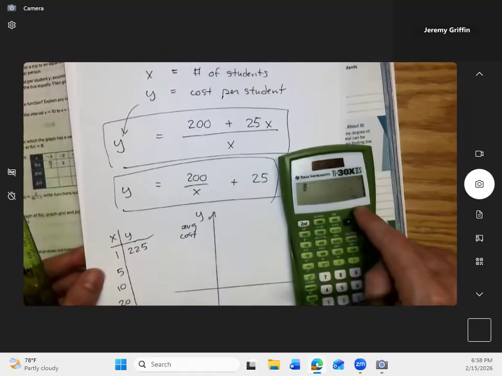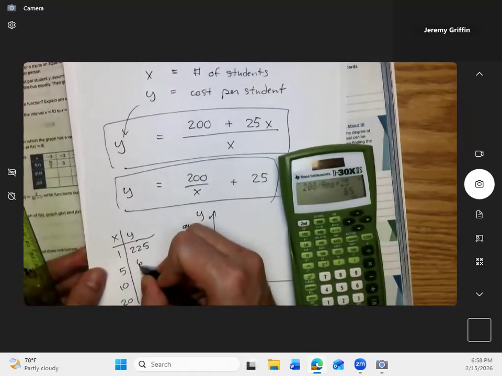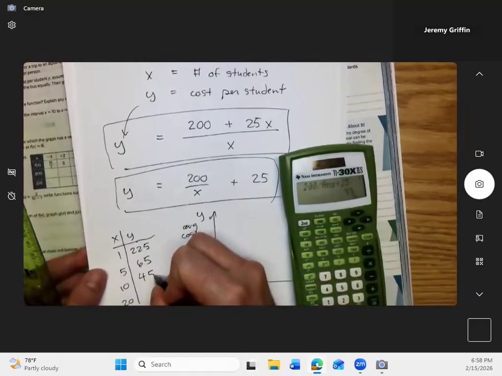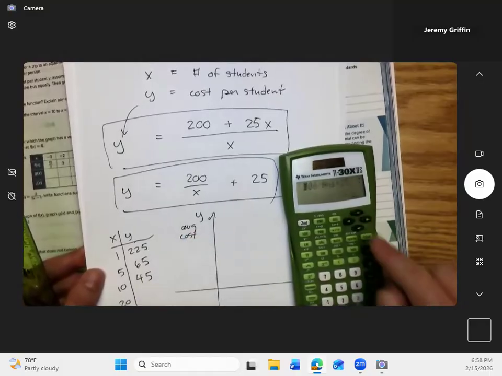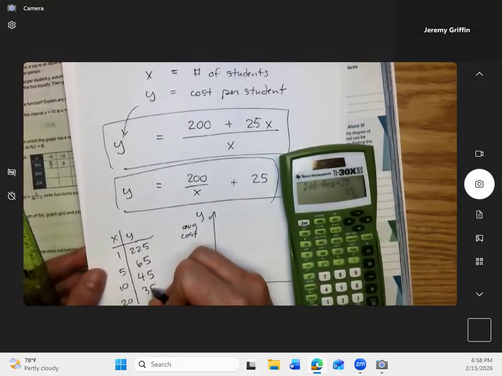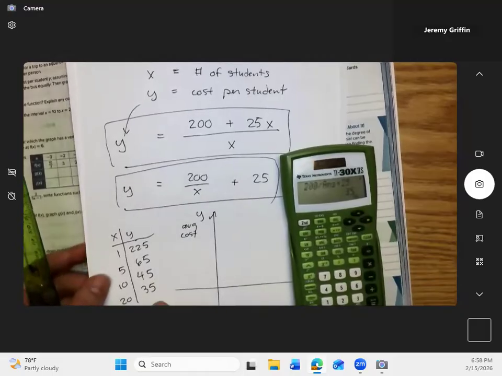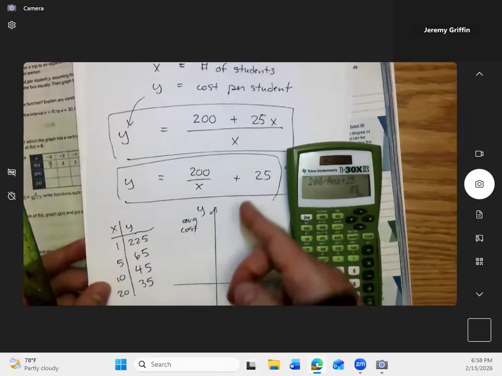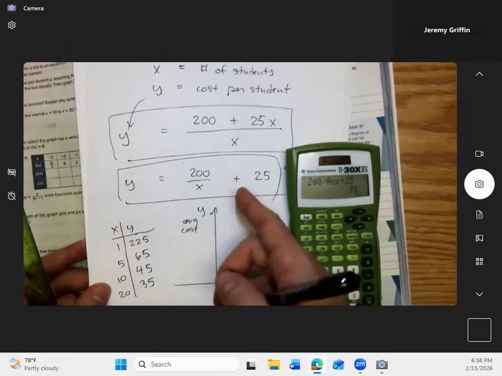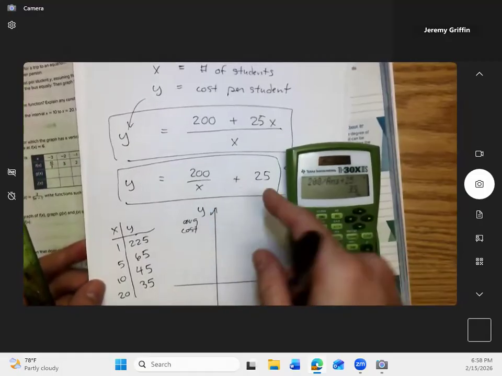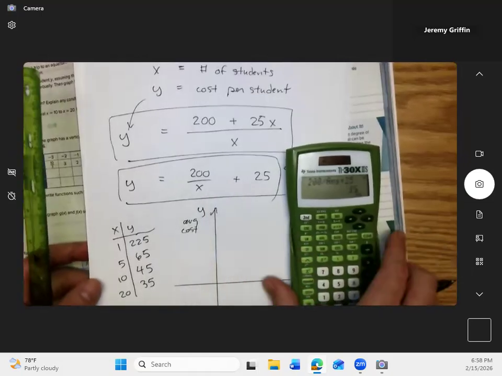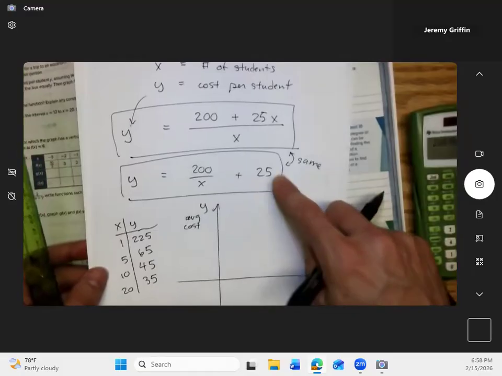Let's get a group of 5 students. This comes out to $65 per student. 10 students, 20 and 25 makes 45. Let's have 20 students. Get $35 per student. You see, this is asymptotically going to approach 25, right? Now, you could have like 1,000 students, and the average cost would still be a little more than $25, but the cost per student for the bus would be very small at that point. They still got to each buy the aquarium ticket.